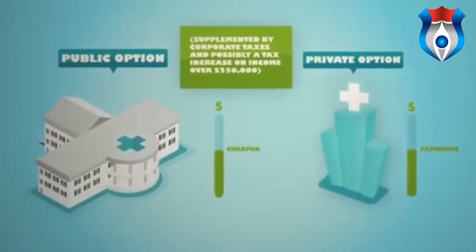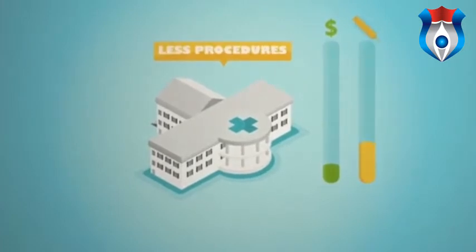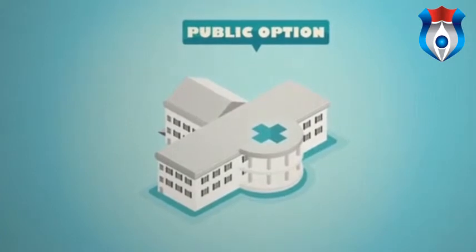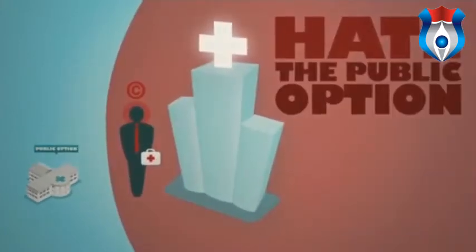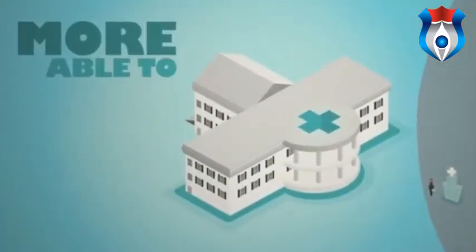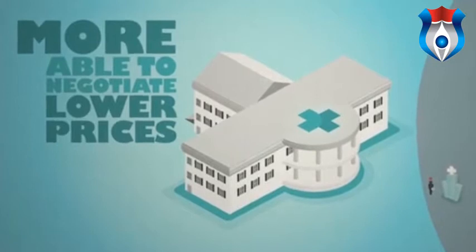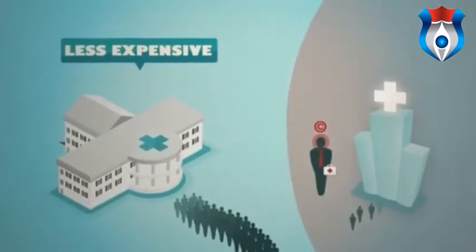And then this huge government-run insurer would negotiate lower costs for procedures and also cut down on the number of procedures used. Now, even though the public option would not in any way eliminate private insurers, they still hate the public option because they know that the government-run insurance company will be larger and therefore more able to negotiate lower prices, which will in turn make the public insurance less expensive, which will make people less inclined to use private insurance.